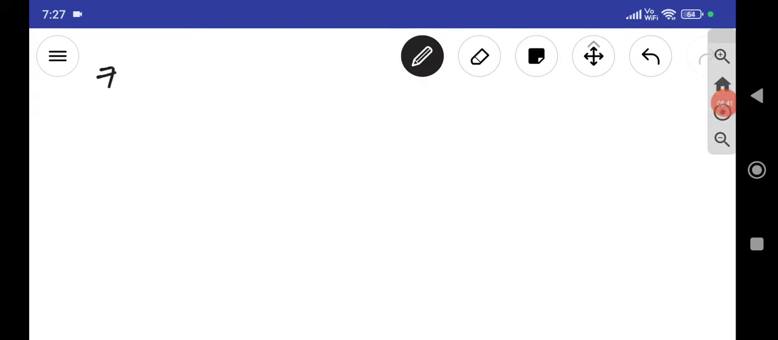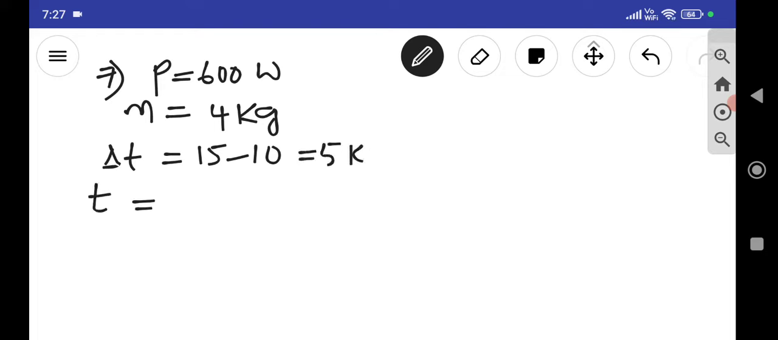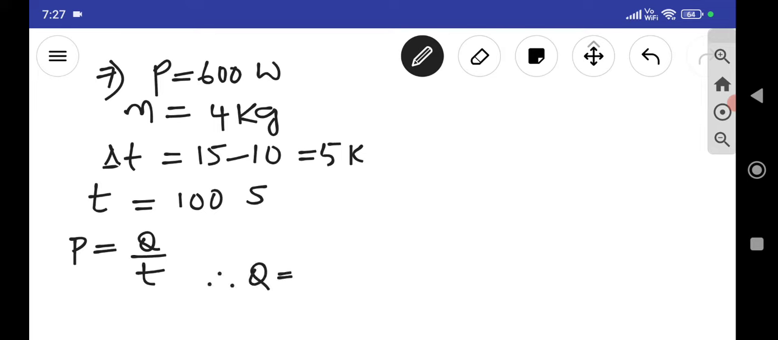Next, let us see question number 7. So what is given here? Power is given, similar question, 600 watt. Mass is given as 4 kg and delta T, final 15 minus initial 10 will give you 5 K. Time is 100 second, and you know the formula for power. Power is equal to heat energy by T. Therefore, to get Q, we can use this formula as power into time. Hope you are able to understand this.